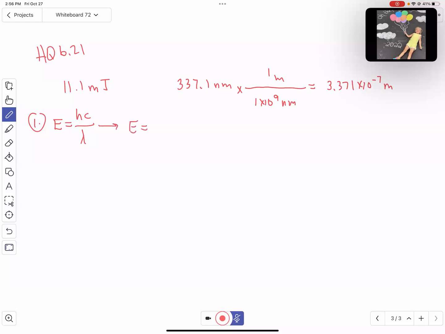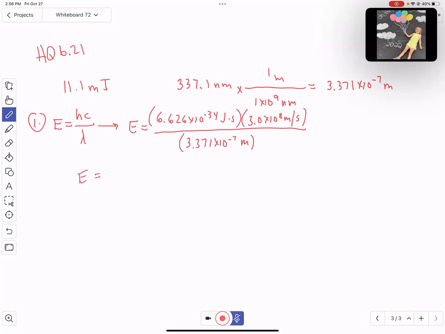All right, so energy equals 6.626 times 10 to the minus 34 joules times seconds for Planck's constant, times 3 times 10 to the 8 meters per second for my speed of light, divided by my wavelength, 3.371 times 10 to the minus 7 meters. That's going to give us energy per photon.